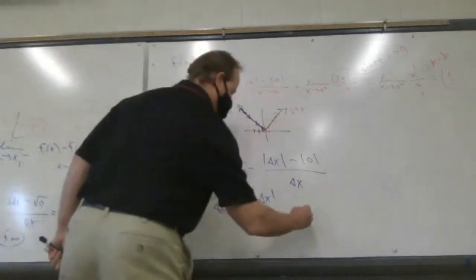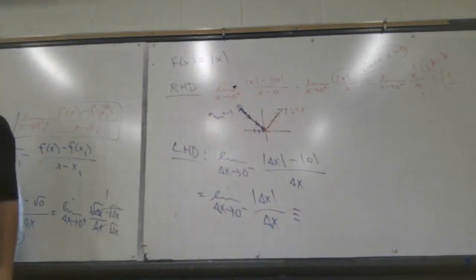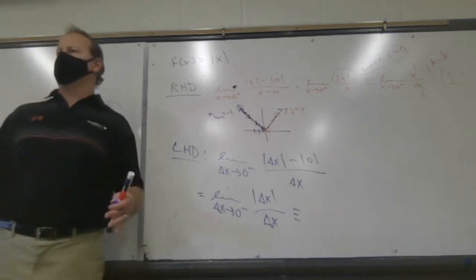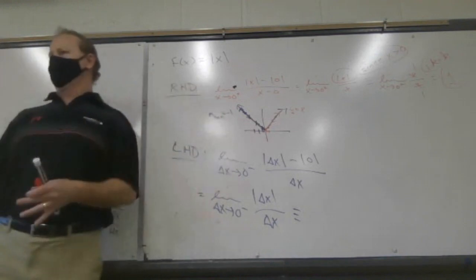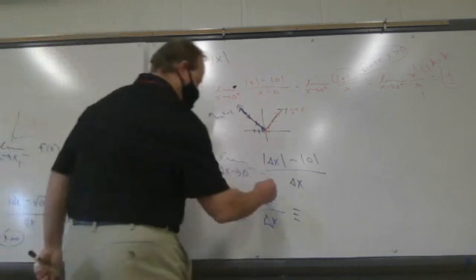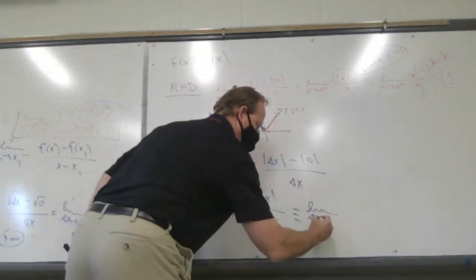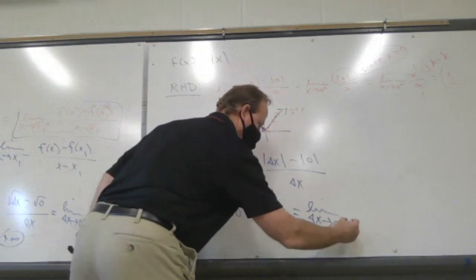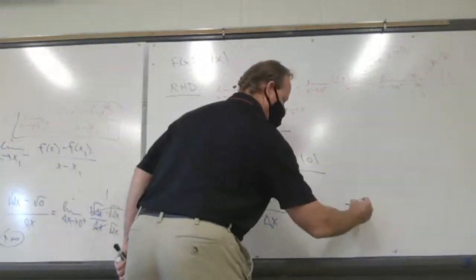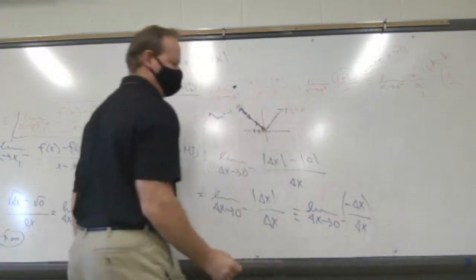So how can I rewrite it without the absolute value symbol? It's minus delta x, because delta x is a negative number. What's the absolute value of a negative number? The opposite of that negative number, because we take a negative number and make it positive, right? So writing this without the absolute value symbols is going to be the limit as delta x approaches 0 from the left of minus delta x over delta x, correct?